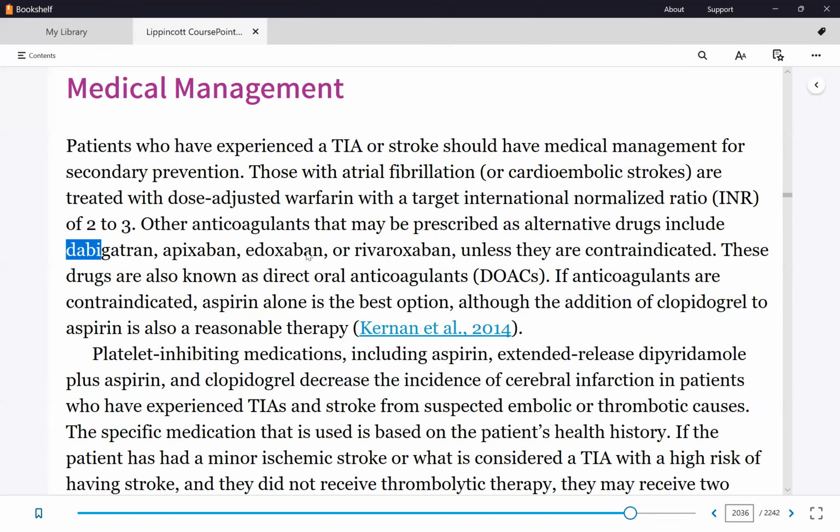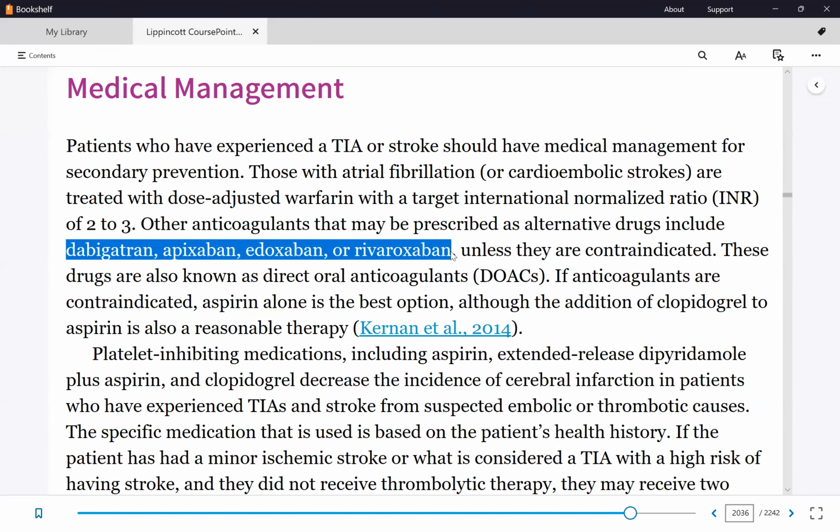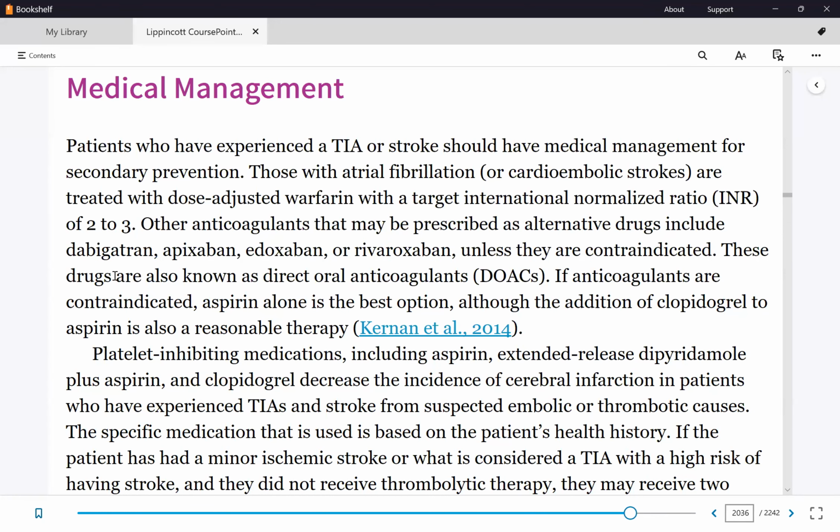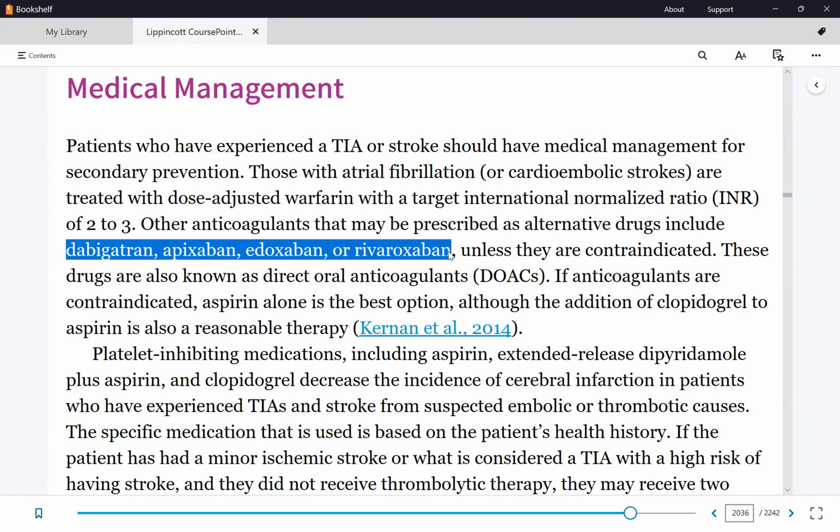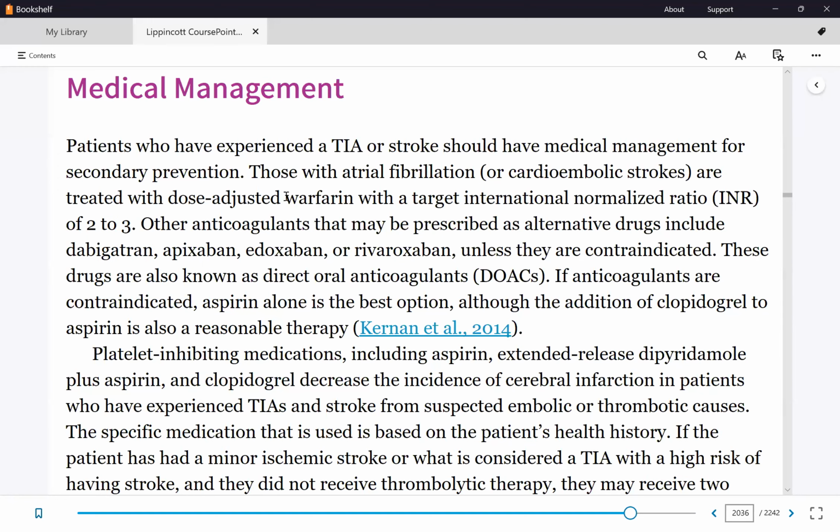Dabigatran, apixaban, edoxaban, rivaroxaban. Okay, when I say more convenient, these drugs do not have any diet restrictions. There's no vitamin K restriction. Plus, there's no blood work needed. There's no blood monitoring needed. So that's the benefit of these. These are called factor Xa inhibitors. Warfarin is a vitamin K antagonist.